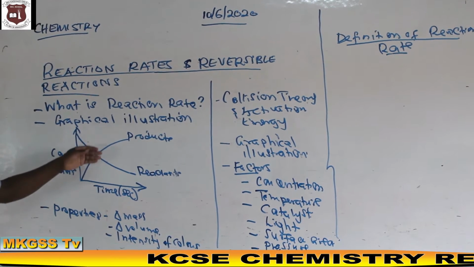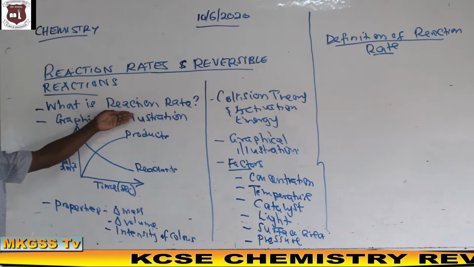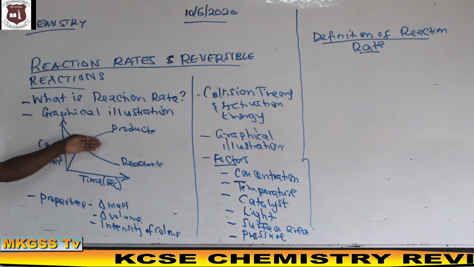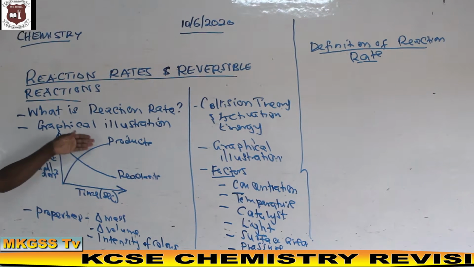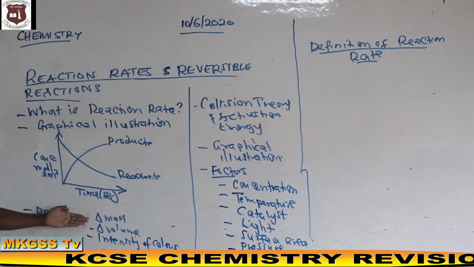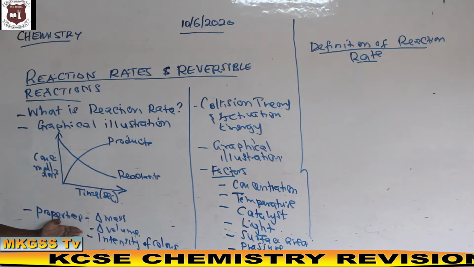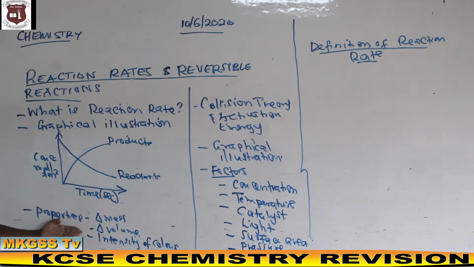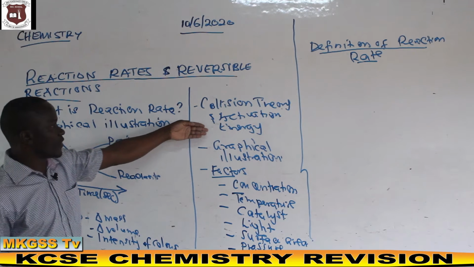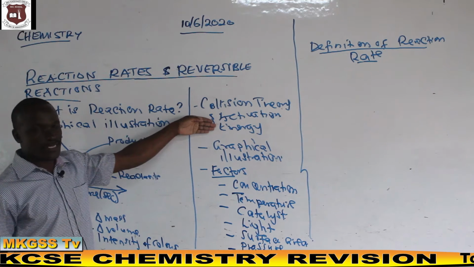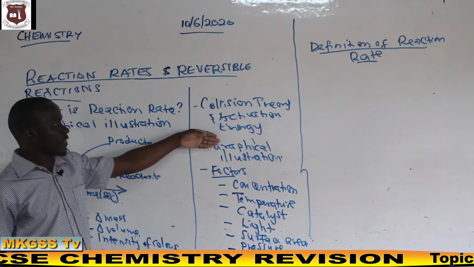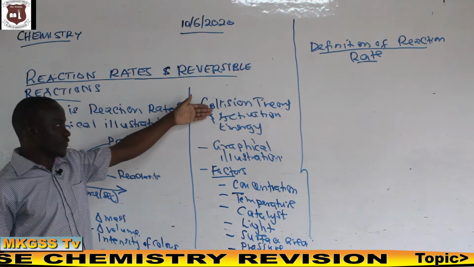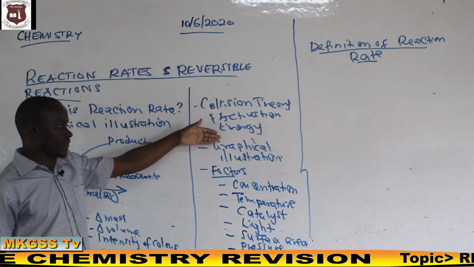The first section is the definition of reaction rate, graphical illustration of the reaction rate as a process. We have properties to be considered when measuring reaction rates. We have collision theory, activation energy. We have graphical illustration of collision theory and activation energy.